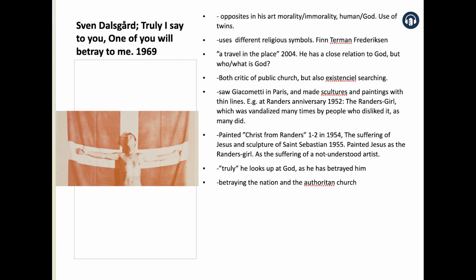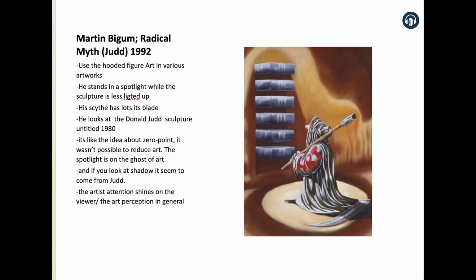Truly, he looks up at God as he has betrayed him, betrayed the nation and the authoritarian church. And so we move up to Martin Bigum from 1992, A Radical Myth. He used this hooded figure in various artworks. And here the figure stands in the spotlight while the sculpture is less lighted up. His skiffle has lost its plate, and he looks at the Donald Judd sculpture Untitled from 1980.